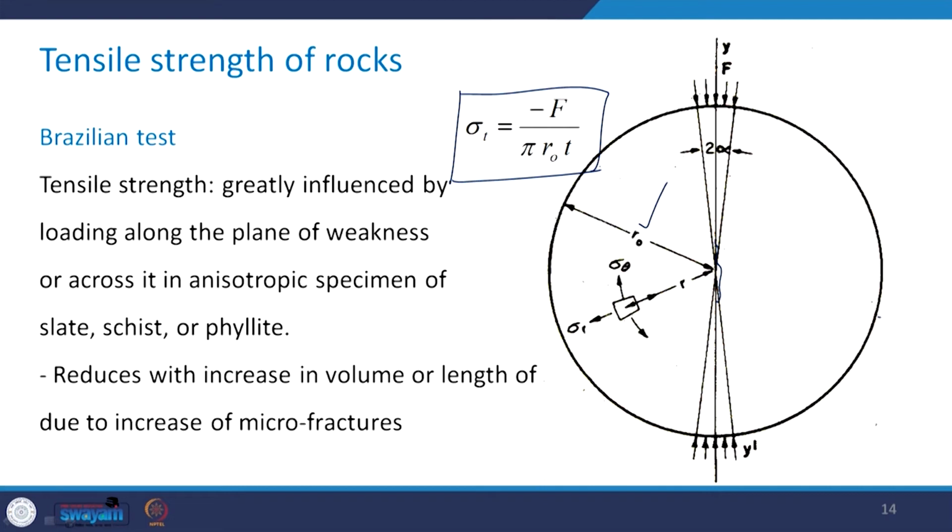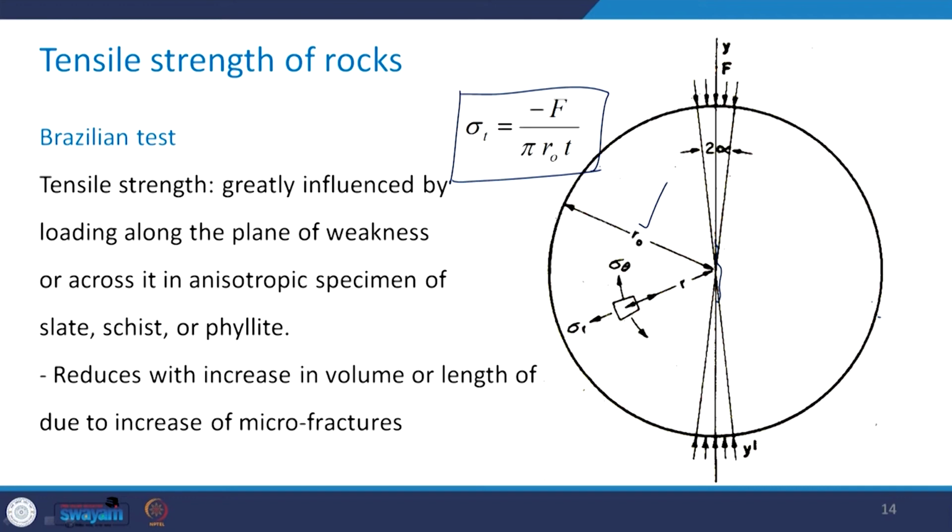The tensile strength is greatly influenced by the loading along the plane of weakness or across it, especially in anisotropic specimens, and rocks like slate, schist or phyllites are highly anisotropic. So, in that case the tensile strength would greatly depend upon how you are doing the test, along which diameter you are loading the specimen.